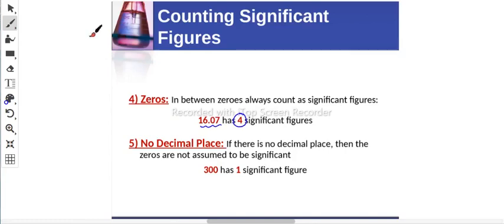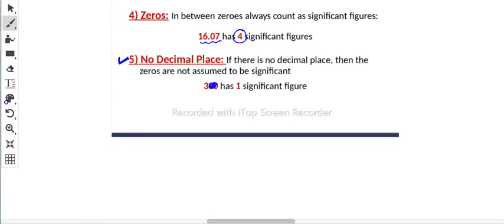No decimal place. This is a very important point to remember. If the number does not contain any decimal place, all zeros presented are not counted inside your number. So definitely here you have only 1 significant figure. To make sure, from point number 5, I'm going now to give several numbers, and we will make sure that we know the zeros presented and which one is counted and which one is not counted.